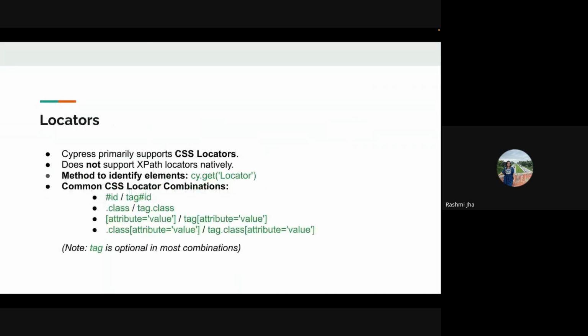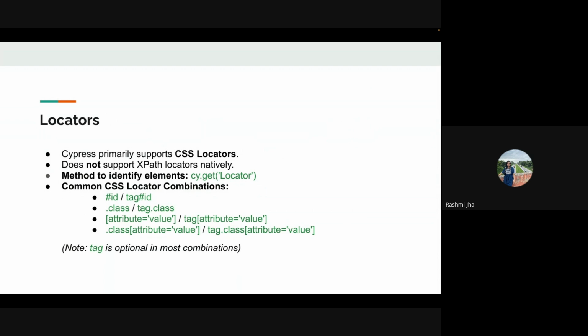Now let's check the locators in Cypress. Locators are the ways or strategies used to find and interact with the elements on a web page, such as buttons, input fields, or links during our automated test cases. Cypress by default supports only CSS locators. Earlier it used to support XPath, but now it does not. Only CSS locators we can use to locate our web elements.